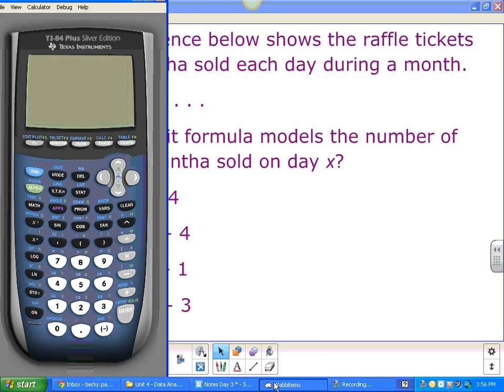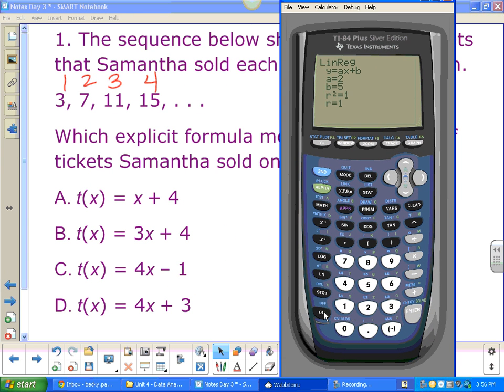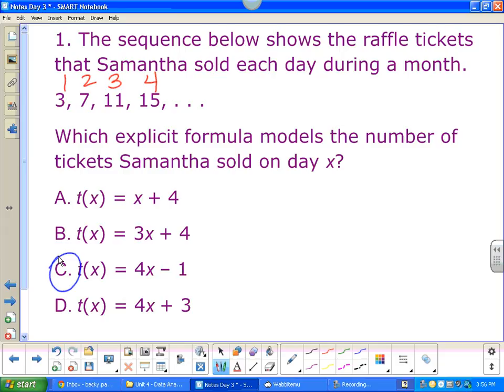So this is what I'm going to take to my calculator when I type this data in. I'm going 1, 2, 3, 4 for my days, and then 3, 7, 11, 15 for my tickets. Get my equation. So it's y equals 4x minus 1, which is C.